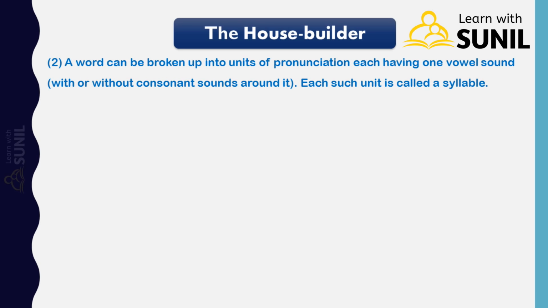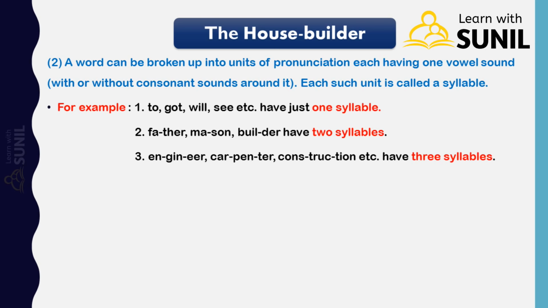Second, a word can be broken up into units of pronunciation, each having one vowel sound, with or without consonant sound around it. Each such unit is called a syllable. For example, to, got, will, see, etc. have just one syllable. Father, mason, builder have two syllables. Engineer, carpenter, construction, etc. have three syllables.